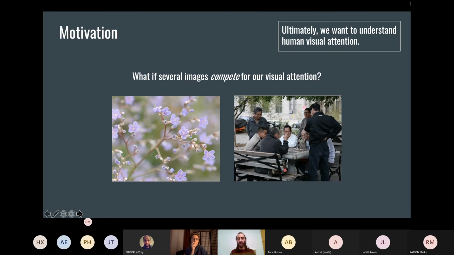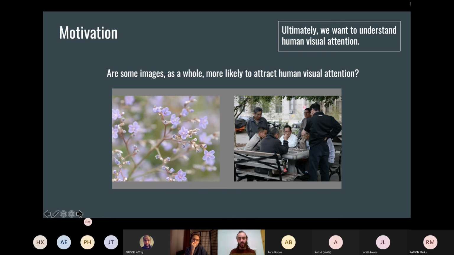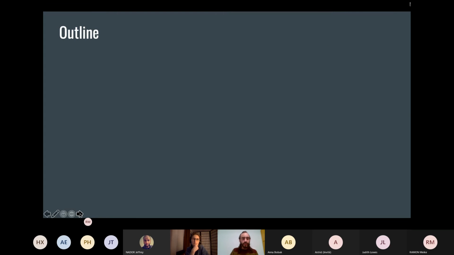But the question we wanted to answer here is, okay, what if several images compete for visual attention, like in this example, if we have two images side by side, like here? And we call this global visual salience because we actually want to understand what images are more likely to attract our attention. We can go to the next slide, which is the outline.